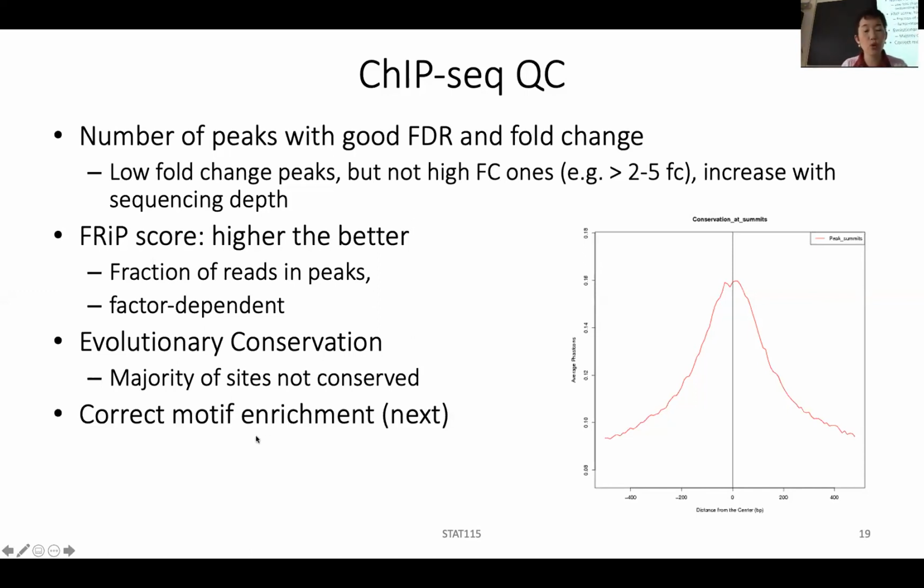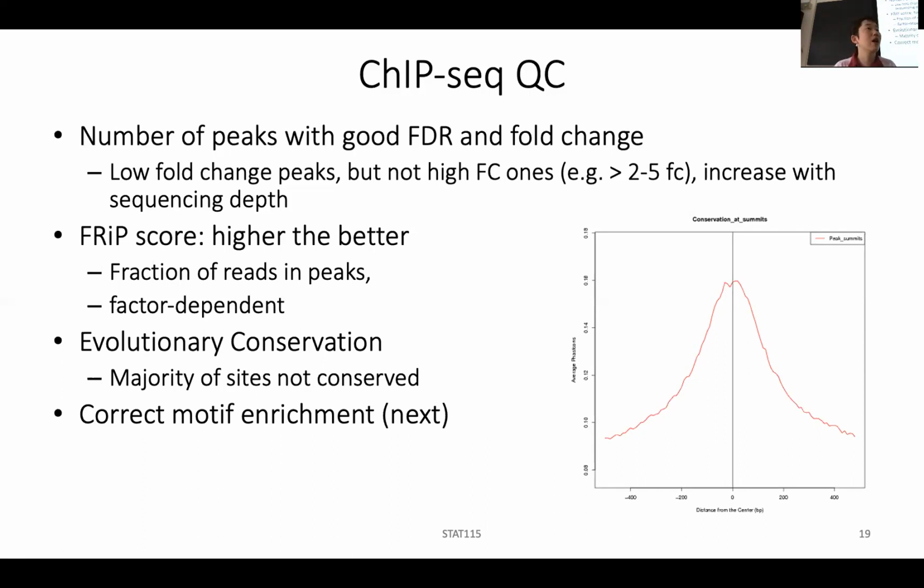Then you can also look for motif enrichment. If you're doing a GATA3 ChIP-seq, at the end, after you called all the peaks, do you see a GATA motif enriched in the data? GATA is enriched in GATA. That's why it's called a GATA transcription factor. And so the fact that you find the correct motif is also an important indication that this experiment is working.